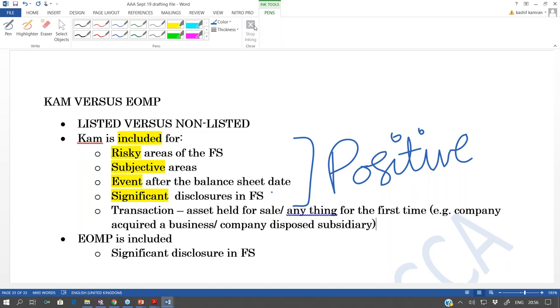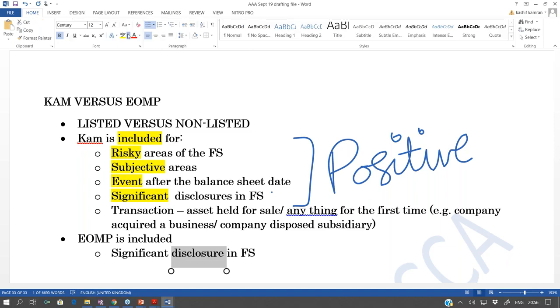And do you understand emphasis of matter paragraph? It just comes for a disclosure, right? So which is broader here, CAM or emphasis? And do you understand, can we include emphasis in a listed company? No. Can we include CAM in a non-listed company?